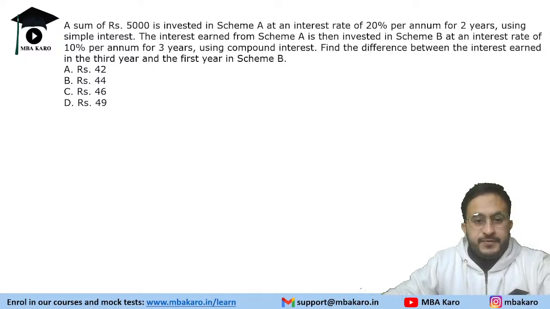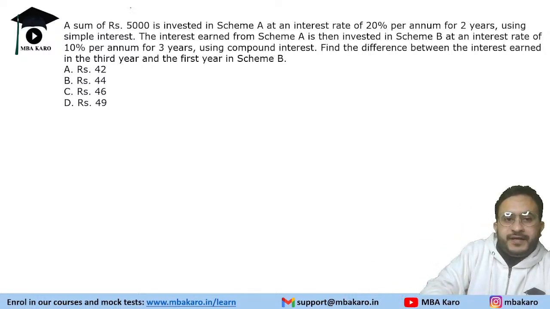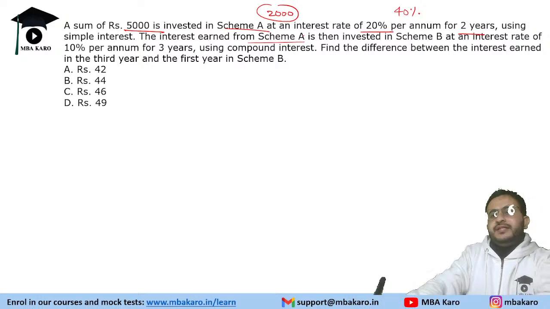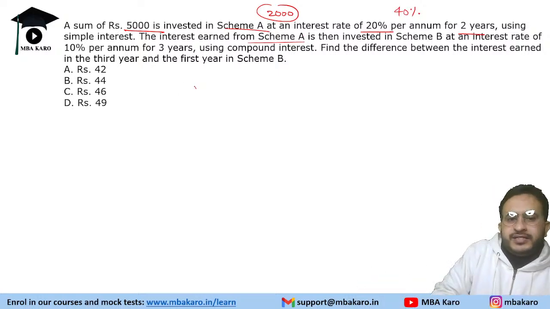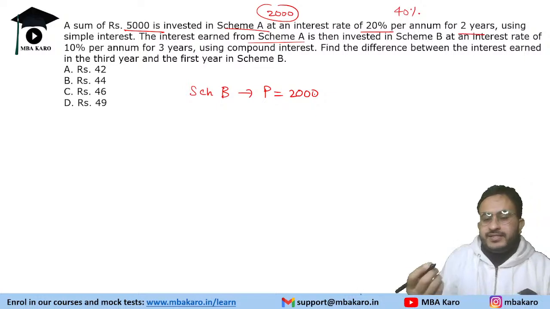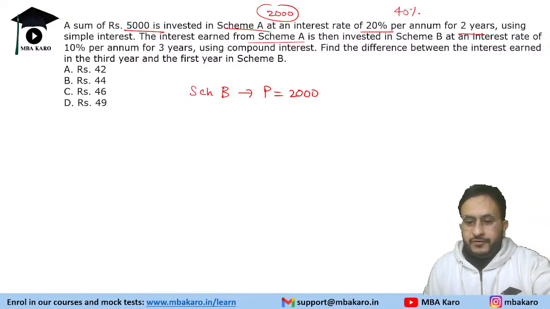So let's see this question. Okay, so 5,000 is invested in scheme A, 20% for 2 years. So 40% interest, so we will get 2,000 rupees out of it. Now the interest earned from scheme A is invested in scheme B. So in scheme B, the principal is 2,000. Okay, this can be done mentally. You do not have to solve it, right?